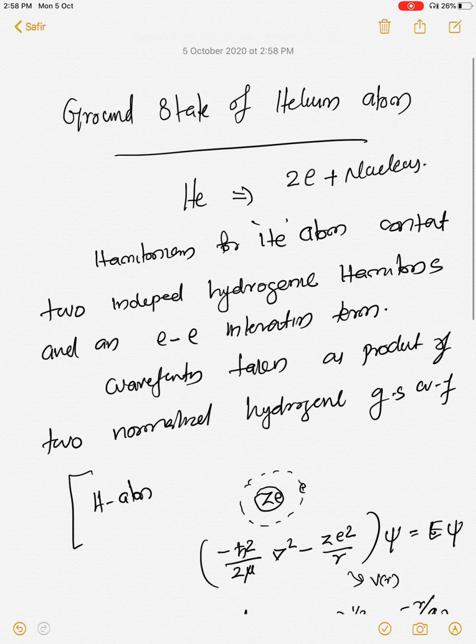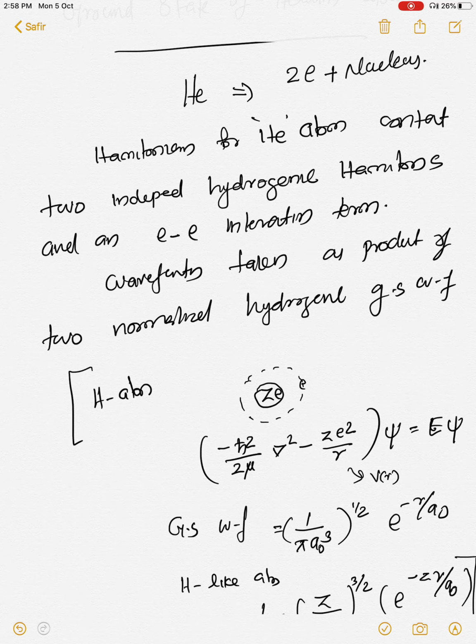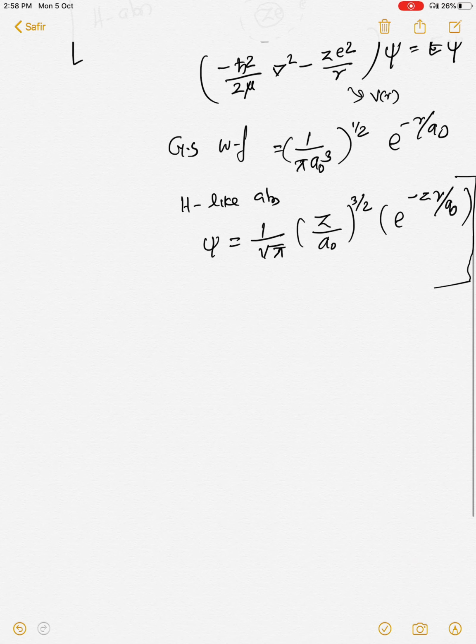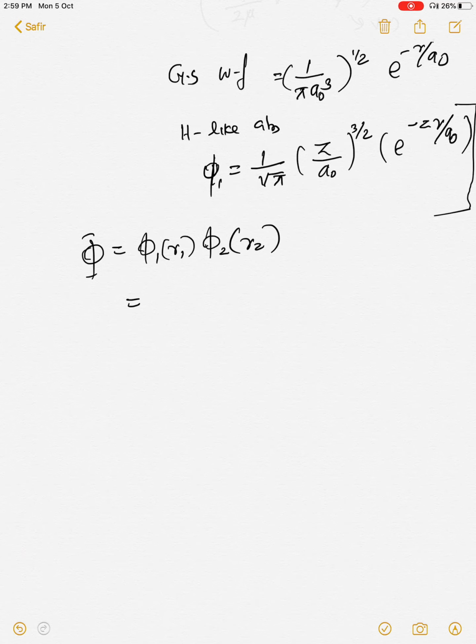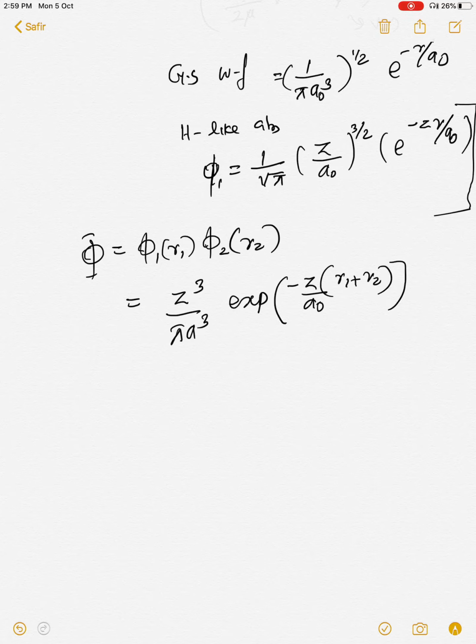Initially we have to define the Hamiltonian and the wave function. The trial wave function I take as phi1(r1) phi2(r2). So suppose this is phi1, and I take phi as phi1 into phi2, which gives Z cube by pi a0 cube, e power minus Z by a0 times (r1 plus r2). So this is the phi.